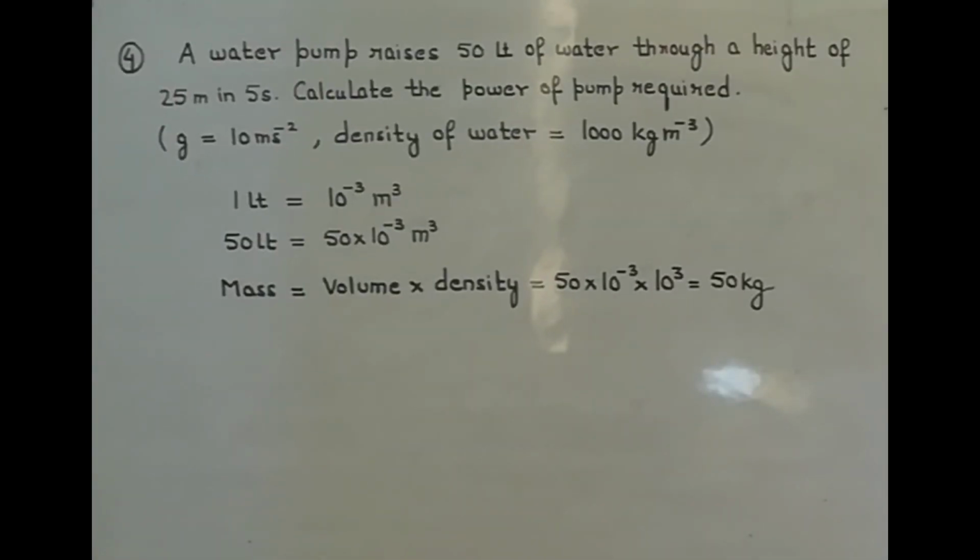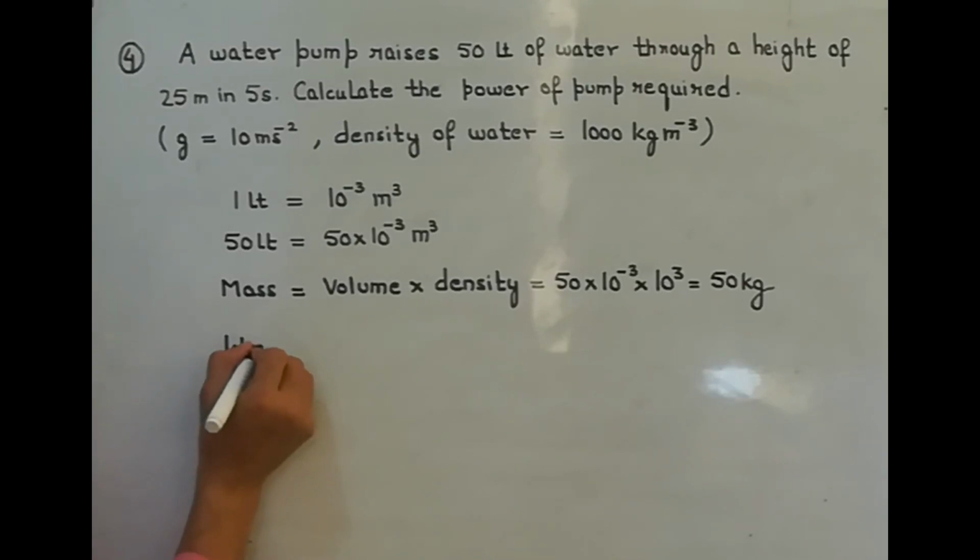So in this question, if you see that volume of water was given to us in liters, first we converted it into meter cube, and then we calculated what mass of water was lifted. Formula for mass is volume into density, so 50 kg of water was lifted. Now as the question says that water is being lifted, it means you are doing work against gravity. So here the machine, the pump is doing work against gravity.